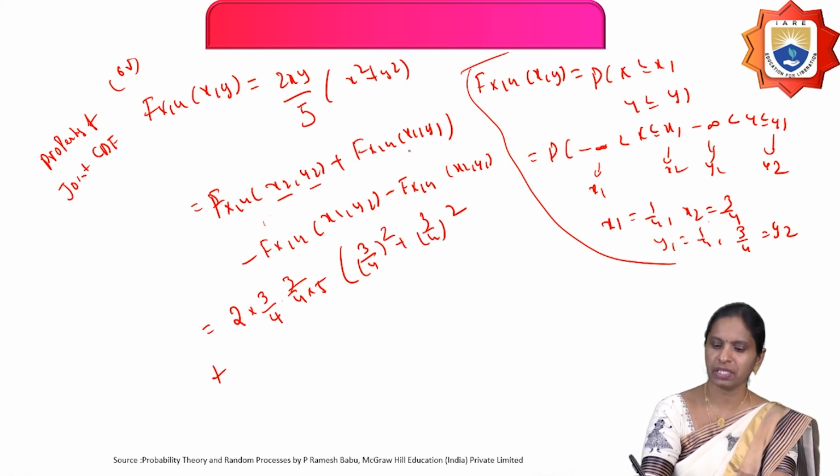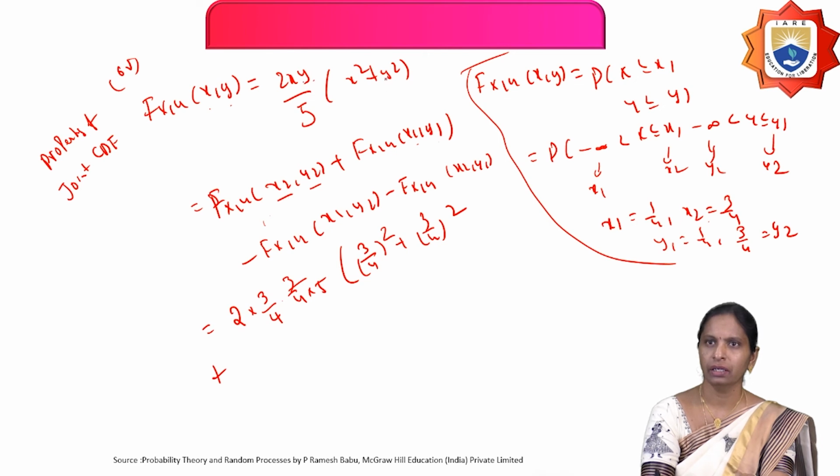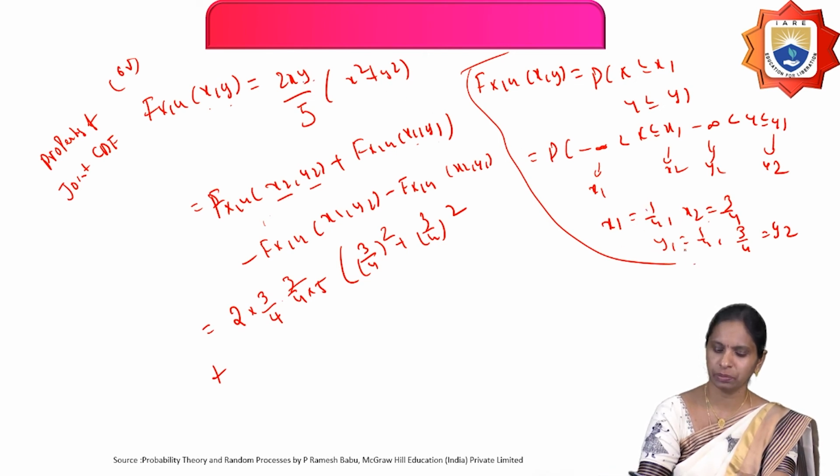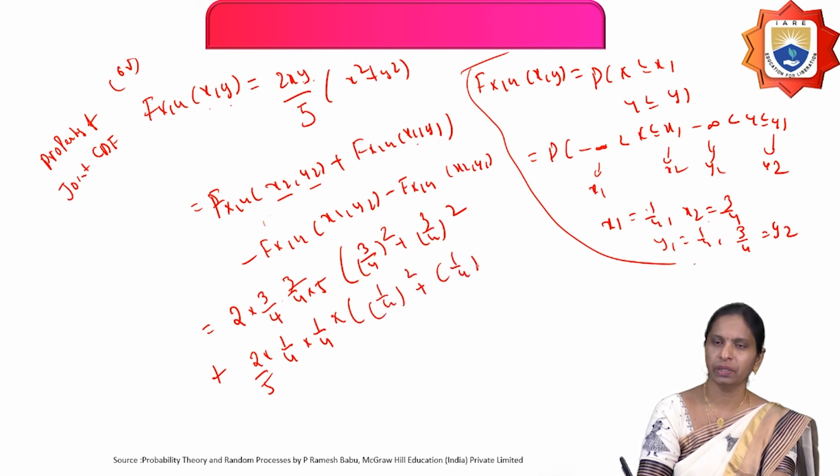Plus fxy of x1 comma y1. In place of here, substitute x1 and y1. x1 is 1 by 4 and y1 is 1 by 4. Therefore, again here, 2 into 1 by 4 into 1 by 4, this is 2xy by 5, into x square plus y square. So 1 by 4 square plus 1 by 4 square, minus fxy of x1 comma y2.